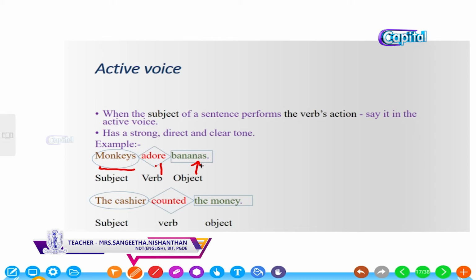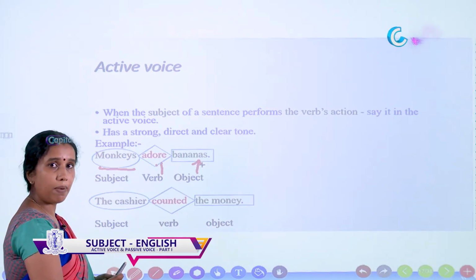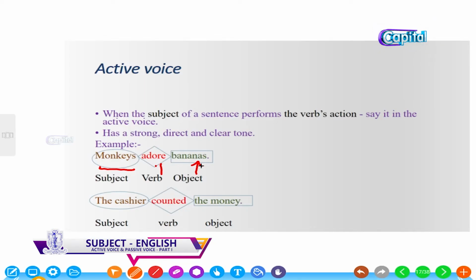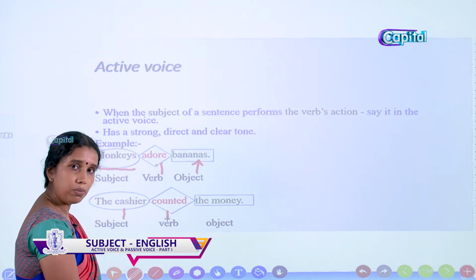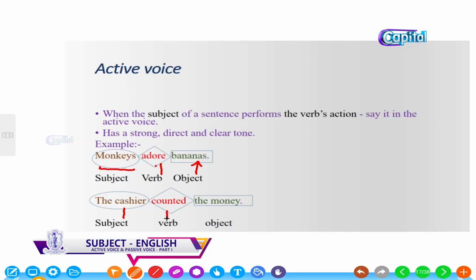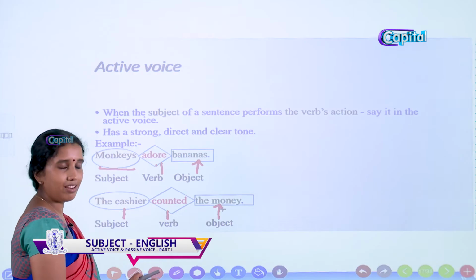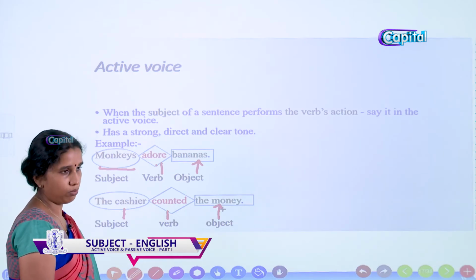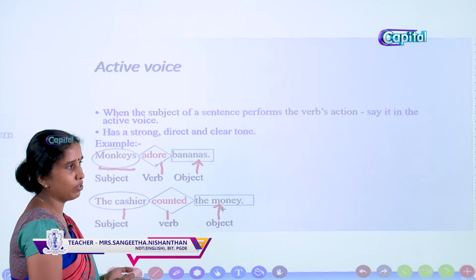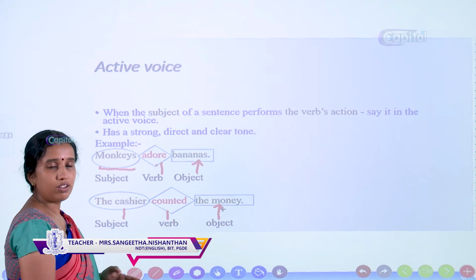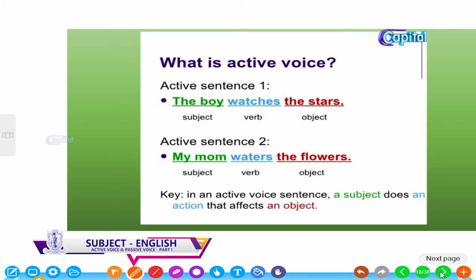Look at the second one. The cashier counted the money. It is in past tense. Who? The cashier. This is the subject. The verb, what did he do? Counted. It is the verb here. And ask the question with the verb. What did he count? The money. This is the object here. So, this is a statement word order or sentence word order. Subject, verb, and an object. If a sentence begins with the subject and gives importance to the subject, it is in active voice. Here are some more examples.